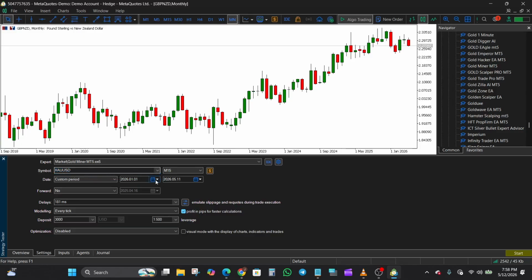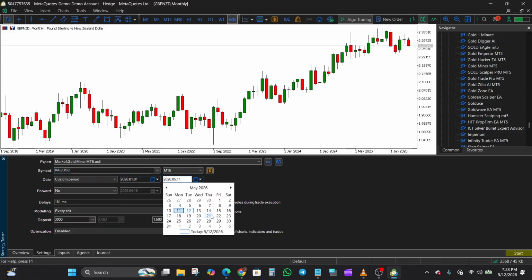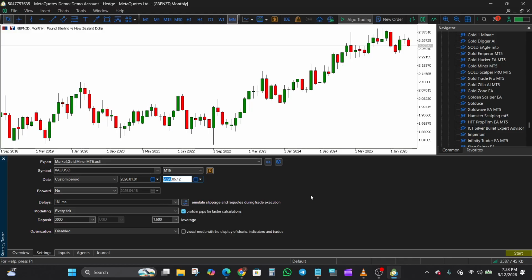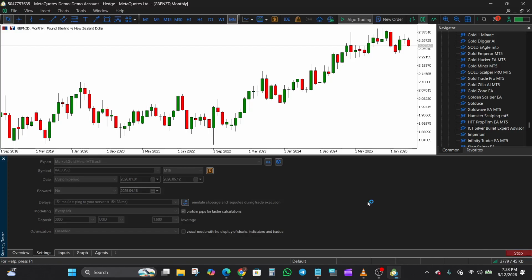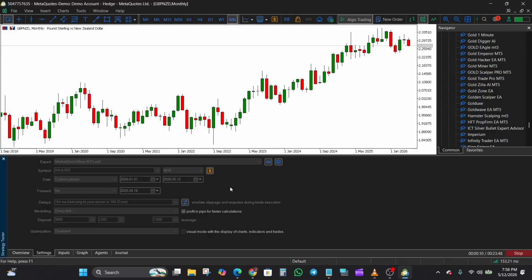We are going to be testing from the beginning of this year till date, so we can get reasonable data for the backtesting, and for the delays we are just going to use the last ping to the server. We are going to start the test right now, so that we can see how the EA performed over about 4.5 months, just a little below 4.5 months.